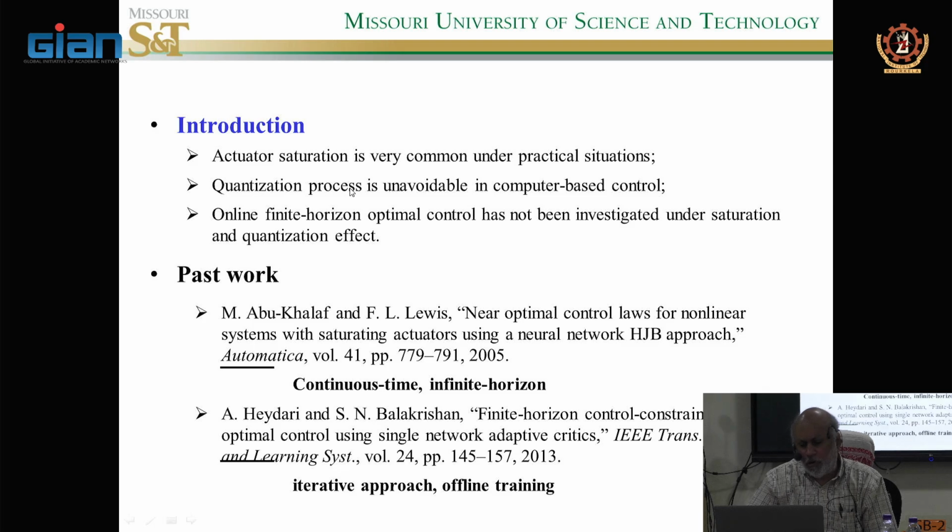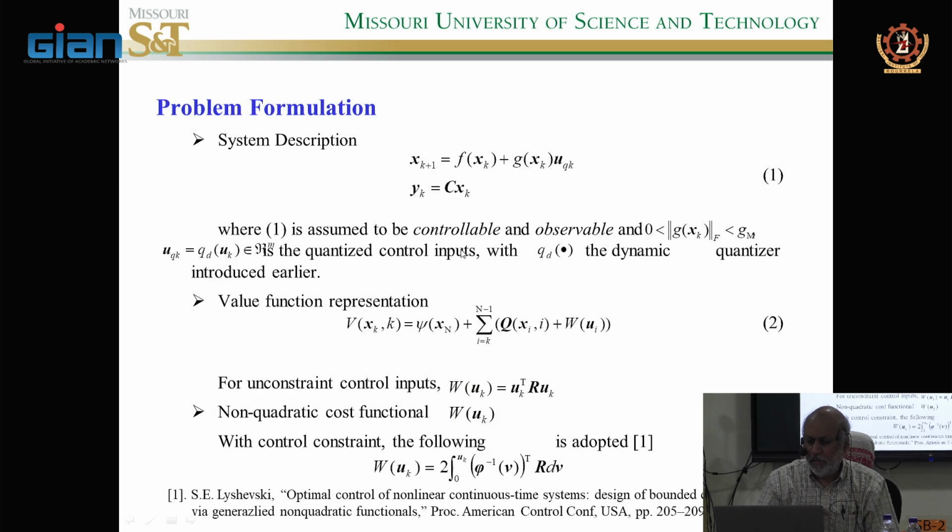Then we also have quantization, okay? So online finite horizon, this is what we are trying to talk about. So here is the system. Remember we saw the system, x of k plus 1 is equal to f of x of k plus g times u of k. And here you see that this is a quantized input. Got it? And y of k is equal to c times x of k. We assume that the system is controllable and observable, the same stuff, okay? And u of k is through a quantizer, all right?